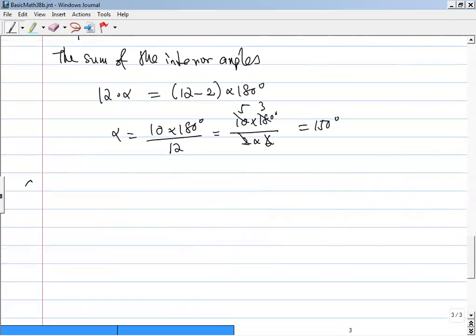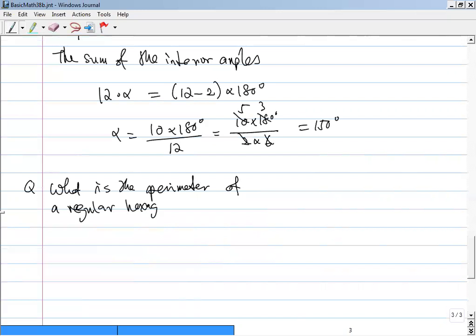All right, my next question is, what is the perimeter of a regular hexagon whose longest diagonal has a length of 8 units?